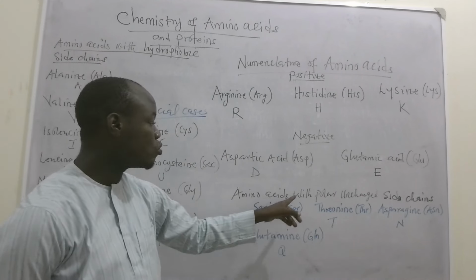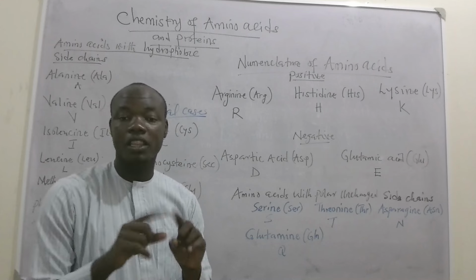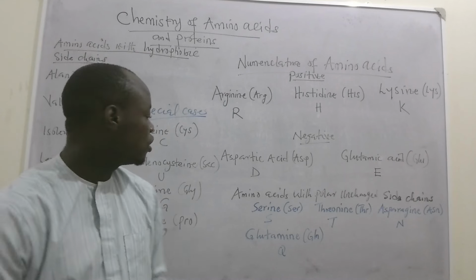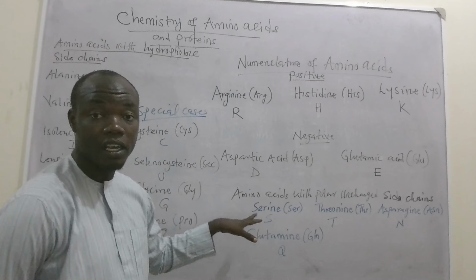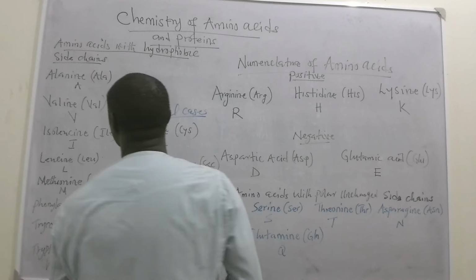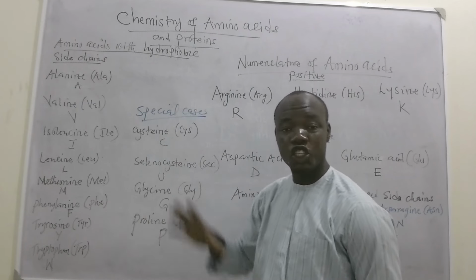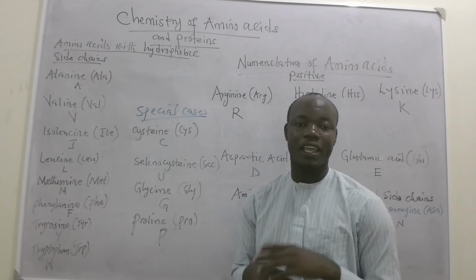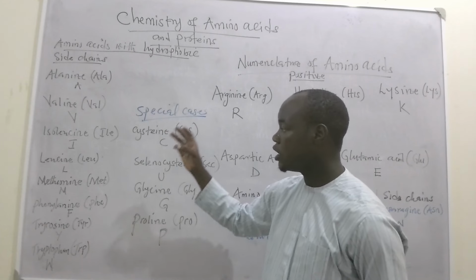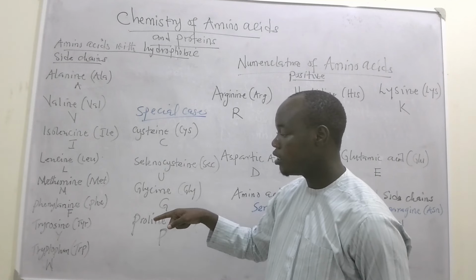And these are the amino acids that are polar, but uncharged. They don't have a charge, but they are polar. Remember, when you say polar, it means that they can interact with water, that is, they are hydrophilic. So here we have the amino acids that are polar but uncharged: serine, threonine, and asparagine. And then we have amino acids with a hydrophobic side chain, that is, their side chain doesn't interact with water. So we have valine, alanine, isoleucine, leucine, methionine, phenylalanine, tyrosine, and tryptophan.